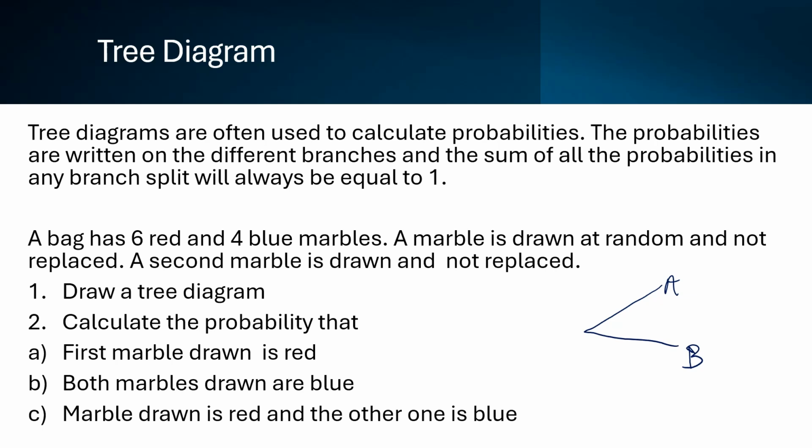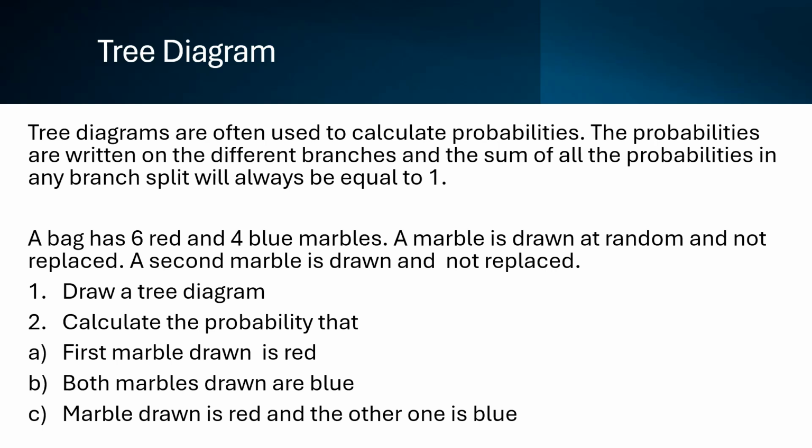The key idea is that in each branch, the sum of the probabilities must be equal to 1. Let's say this is 1 over 2, then we expect this also to be 1 over 2. So that's the key idea with tree diagrams. Without wasting any time, let's get into this example.